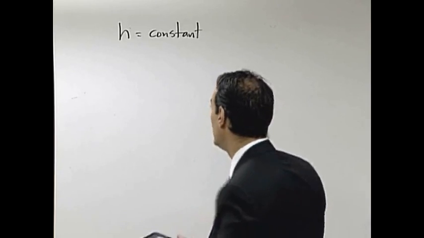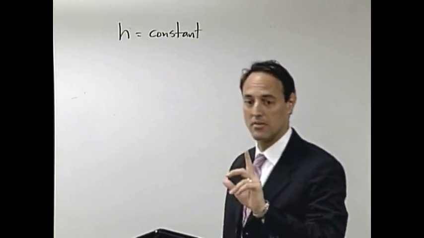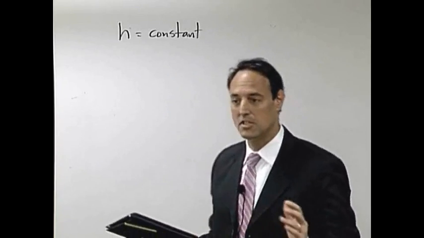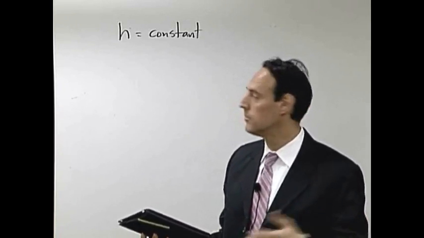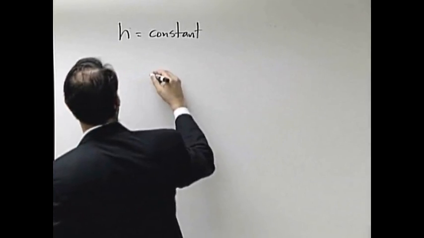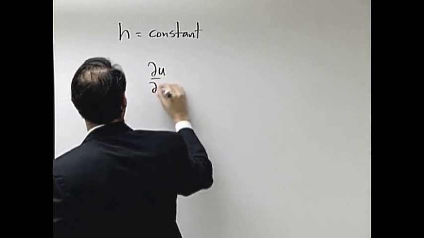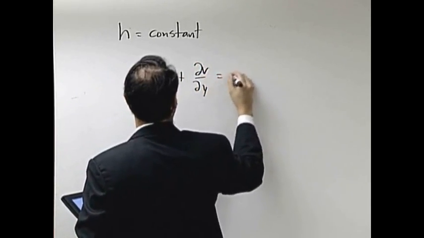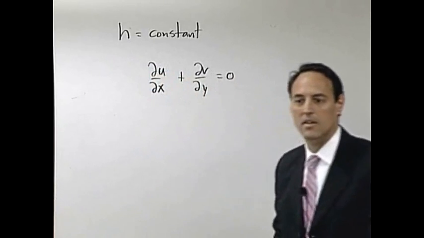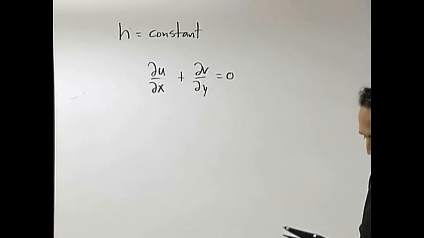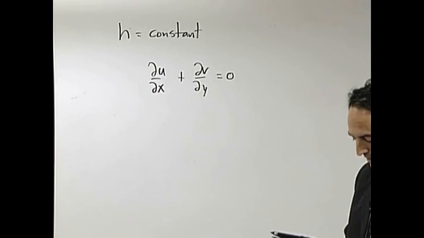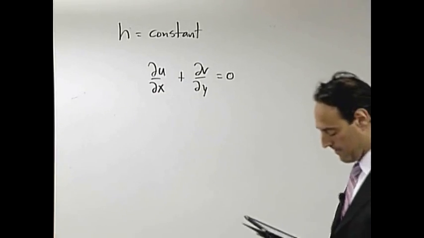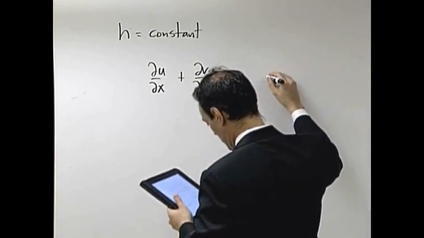Because when you do that, look at what happens to the first set of equations. dH dt. Well, if H is constant, that thing is 0. And then you just simply get the following: du dx plus dv dy is equal to 0. This is called the incompressibility condition. Okay? So this is called incompressible flow.